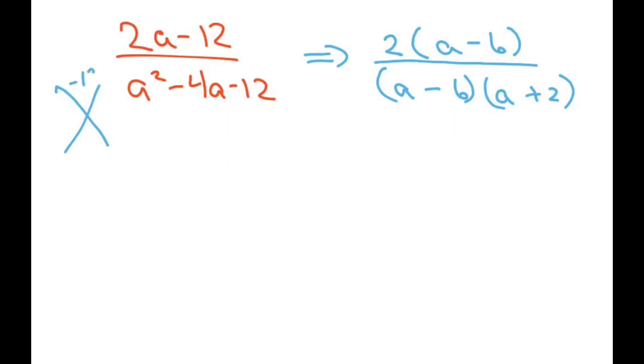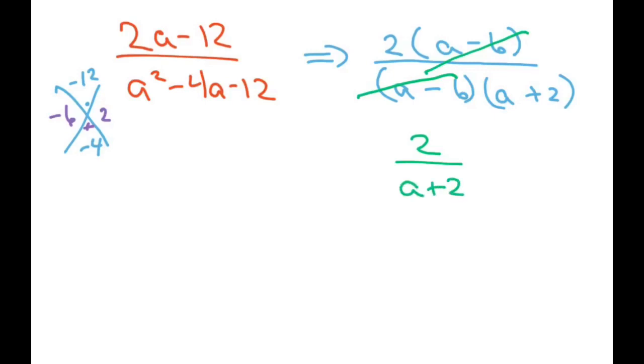We need negative 12 and a negative 4. So what two numbers multiply to give you negative 12, but when you add them or combine them, you get negative 4? That would be negative 6 and 2, because negative 6 times 2 is negative 12, but 2 minus 6 is negative 4. Now what we can do is cancel these two out, and that means we have 2 over a plus 2.